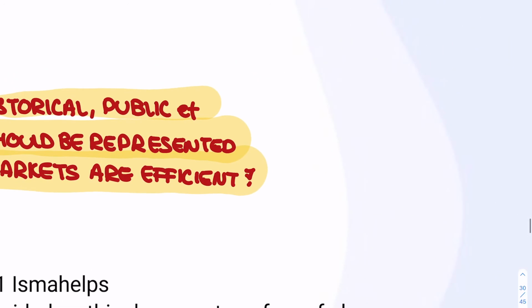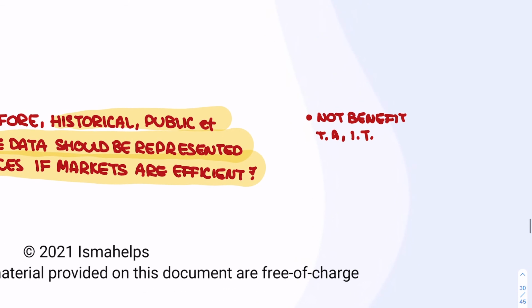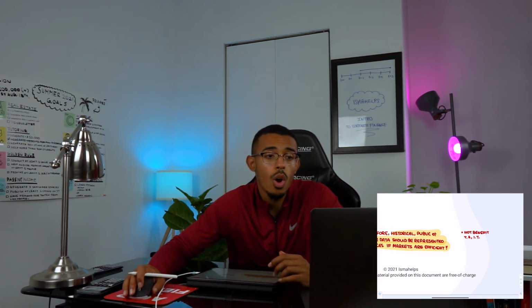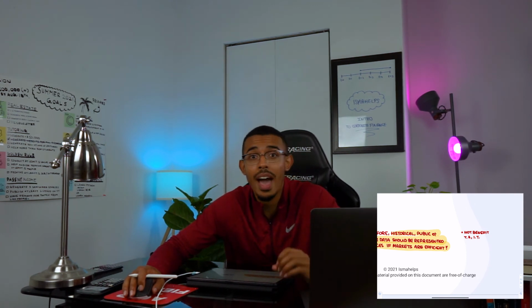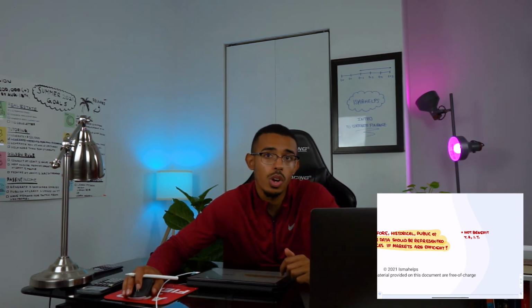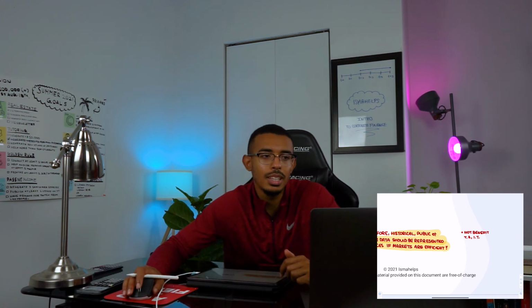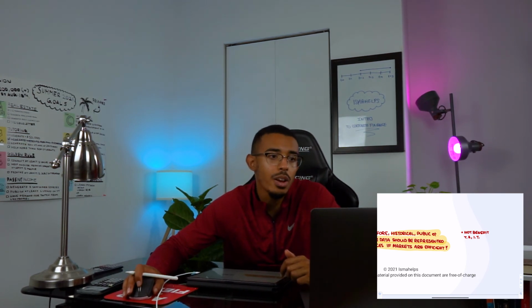So, this would mean that historical, public, and private data should be represented in prices if markets are efficient. So this would mean that investors would actually not benefit from technical analysis. They would not benefit from insider trading. These things would not benefit any investor whatsoever, such that when we have a market that we deem efficient, historical, public, and private data would not benefit any investors because all information would be steadily available to people. Historical information would be non consequential because stocks follow a random walk, and people would have no incentive to do anything related to insider trading because everything is fully transparent and available to everyone.